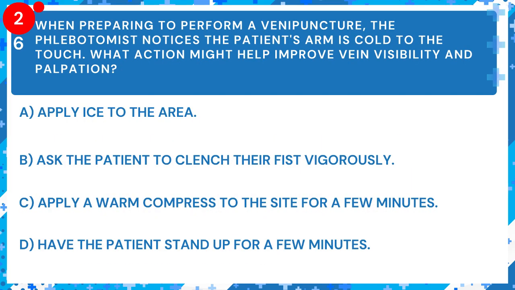Question 26. When preparing to perform a venipuncture, the phlebotomist notices the patient's arm is cold to the touch. What action might help improve vein visibility and palpation? A. Apply ice to the area. B. Ask the patient to clench their fist vigorously. C. Apply a warm compress to the site for a few minutes. D. Have the patient stand up for a few minutes.